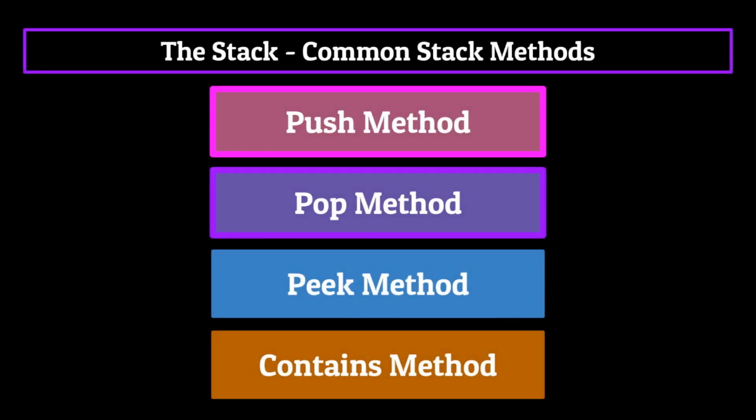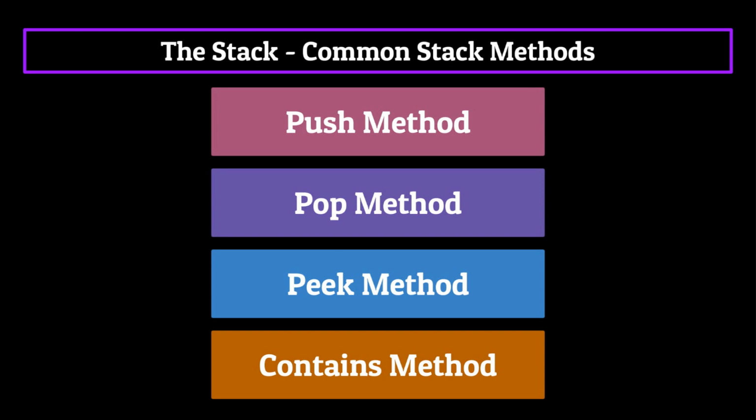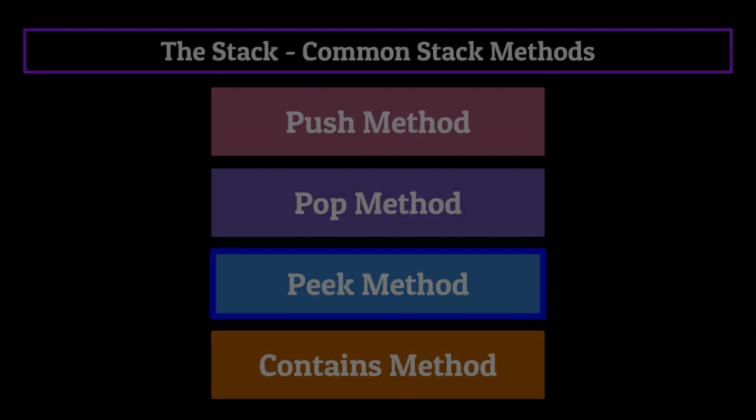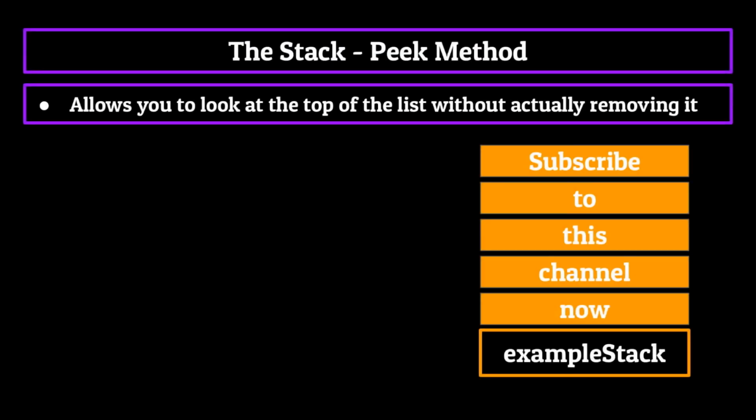Now, push and pop are how we interact with the data in our stack, so they're fundamentally the backbone of our program. The next two I want to talk about are more so used to interact with the data inside the stack without actually changing it. And the first of these is the peek function. The peek method allows you to look at the top of the list without actually removing it.